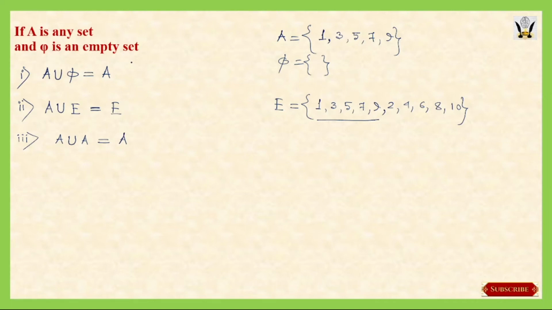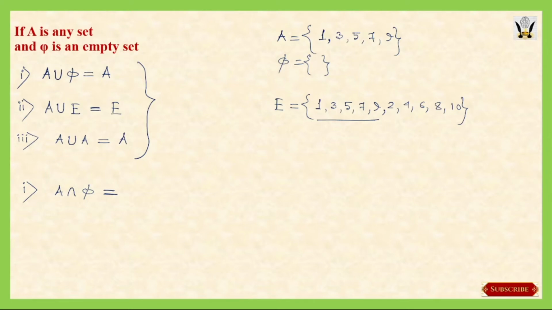Now these three results were based on union. Next we will learn some relations based on intersection. Here again, if A is any set and phi is an empty set, and if we perform the intersection operation between A and phi, you by yourself can understand what the result will be. A is this set which has 5 elements, and phi is an empty set which has no element.